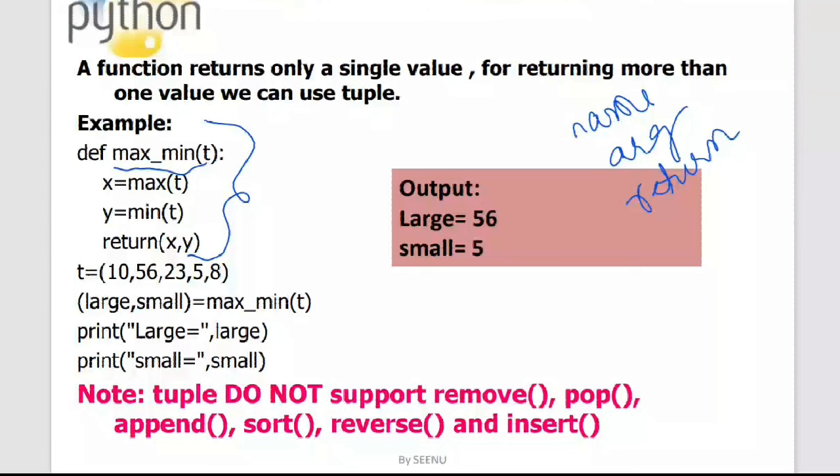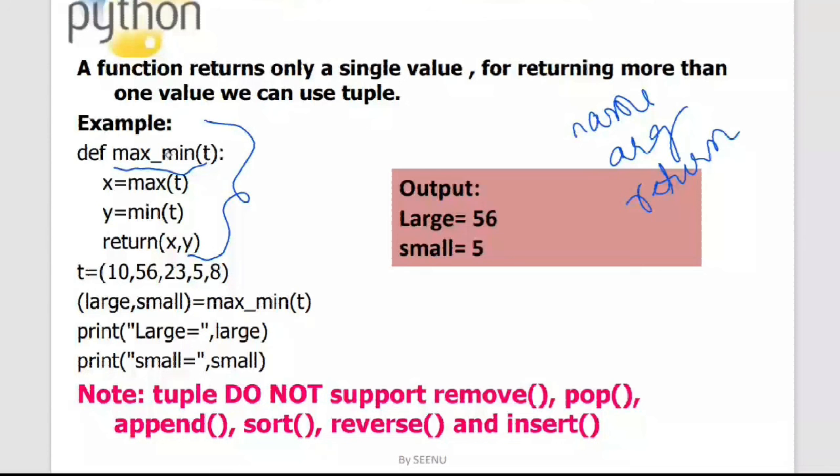So now I'm saying max underscore min. Max underscore min is the name of the function and t is the argument. Okay, so here t is the argument. And inside the function, you can see the indentation over here. There are three statements inside this function, which form the function block, inside the body of the function.